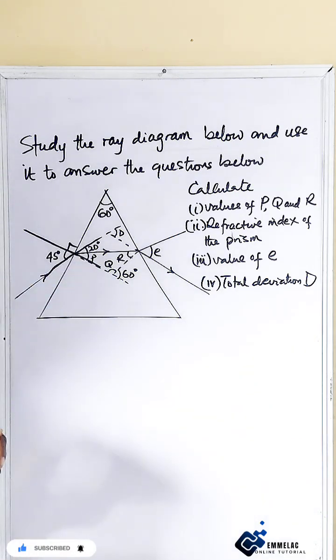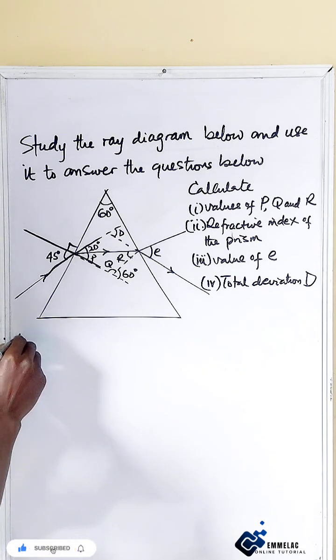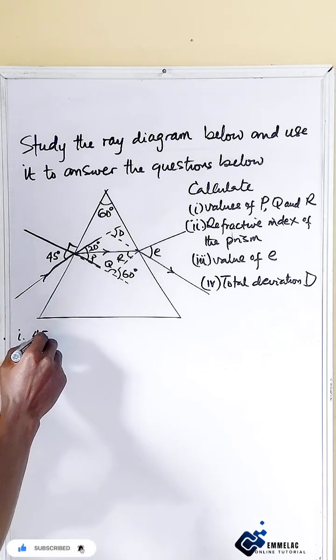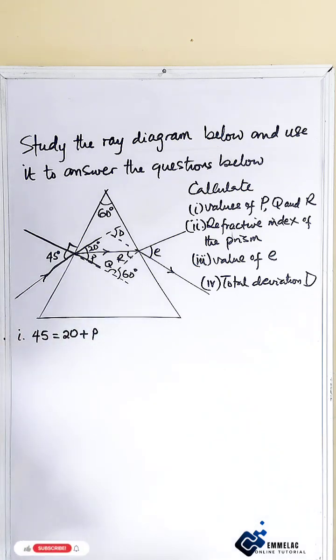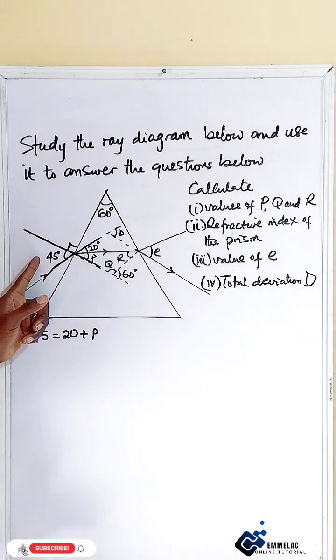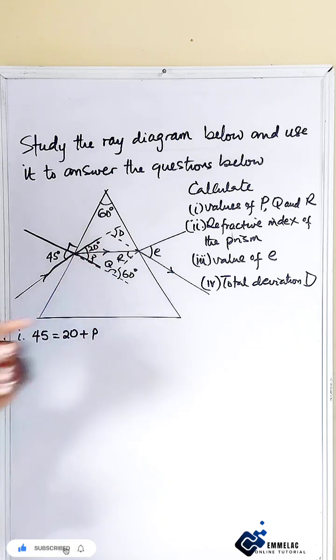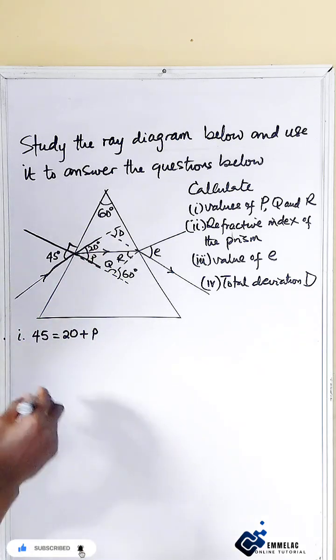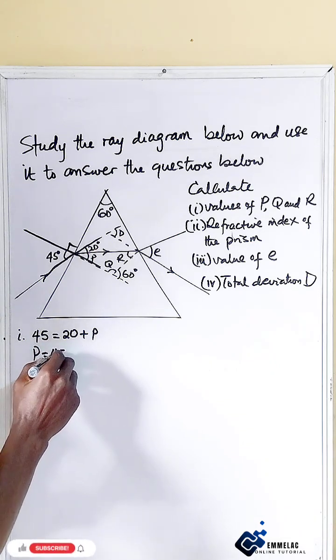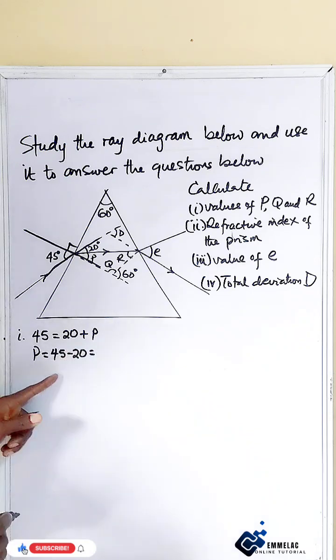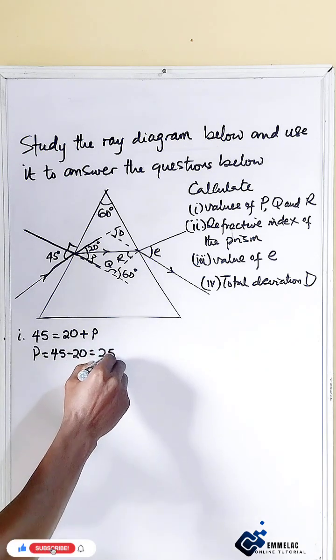Okay, and take note that opposite vertical angles are what? Equal. So which implies that, for number one, let's say that 45 equals 20 plus P, because the angle 45 is equal to the sum of 20 and P. To this end, making P the subject of the formula, we have 45 minus 20, which will give us 25 degrees.